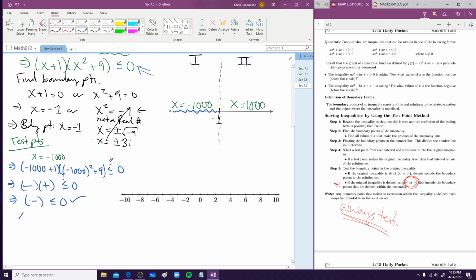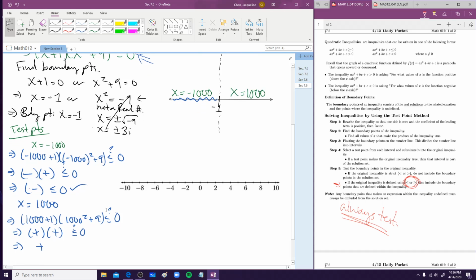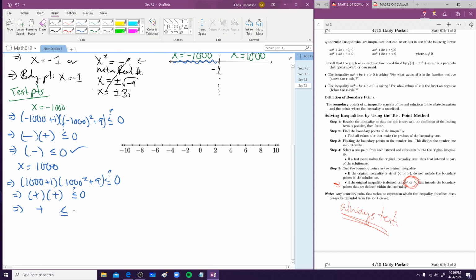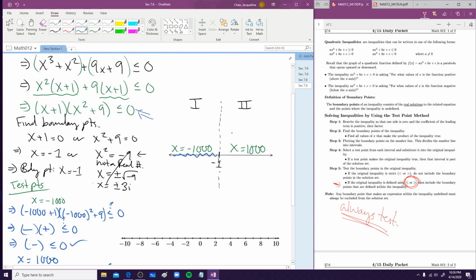Next, we have to test when x is equal to positive 1,000. So when I do that, we have 1,000 plus 1, and then 1,000 squared plus 9. So this is a positive times a positive, which is a positive. Is a positive less than or equal to 0? No, it's not. So what does that mean? That means the second interval is not included.